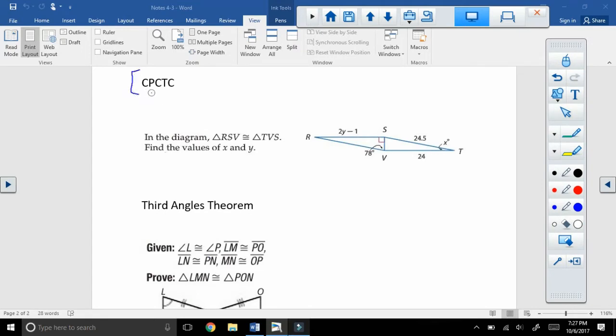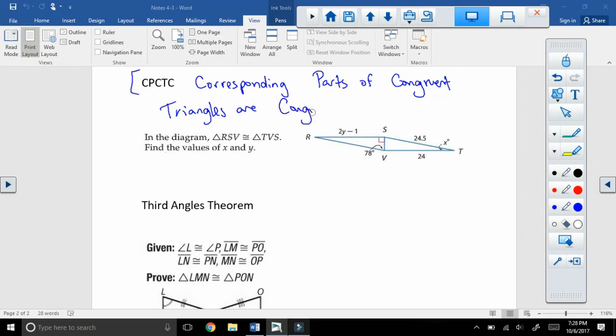This CPCTC that we see here, this stands for something that we're going to use quite often, and it's just a way to abbreviate it because it will be so common, and it's kind of fun to say, CPCTC. What it stands for is corresponding parts of congruent triangles are congruent. And it just takes the first letter of each of those main words.